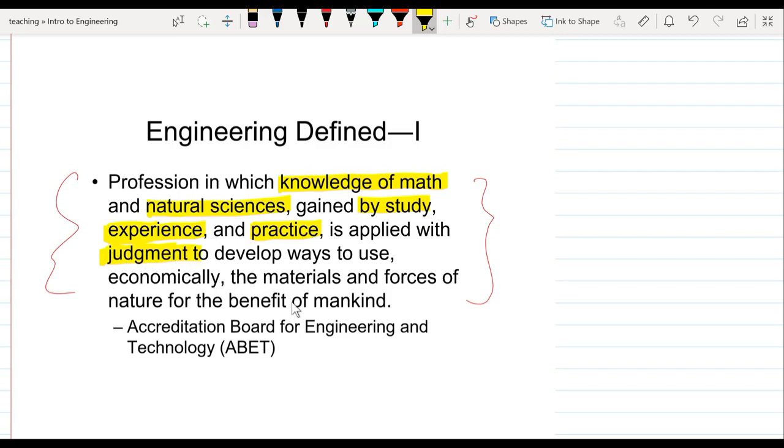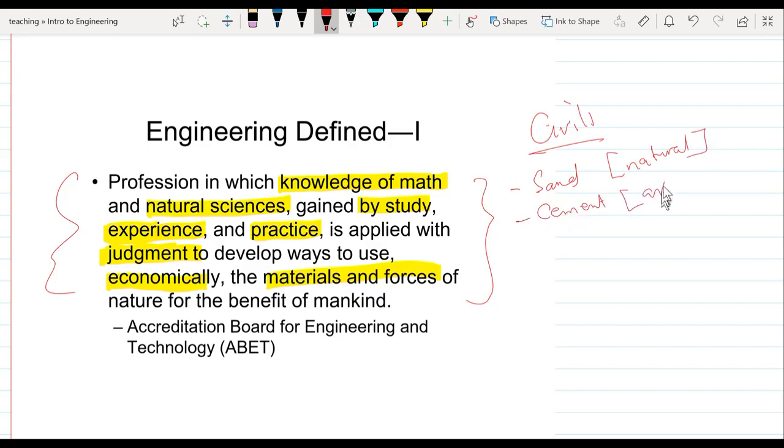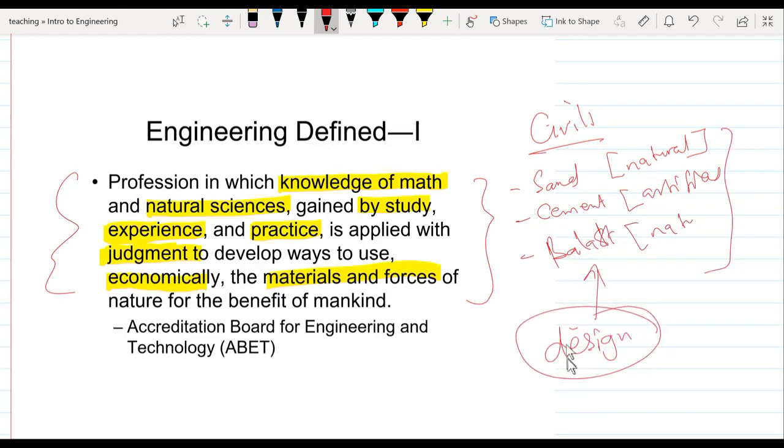And therefore, in your understanding of what you have learned, you are going to be applying judgment to develop ways in which you are going to make economical things using the materials and forces that appear in nature. So an engineer, like a civil engineer, applies sand, cement. Cement is manufactured, so this is artificial, and then some ballast naturally to make concrete. Okay, to design. So every time civil engineers are coming up with better ways of designing concrete that can withstand different kinds of forces.